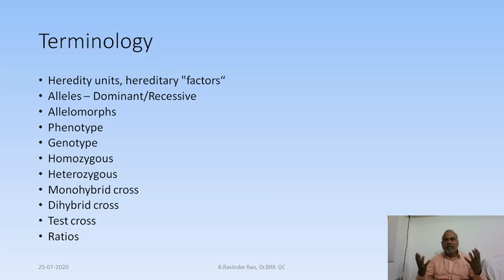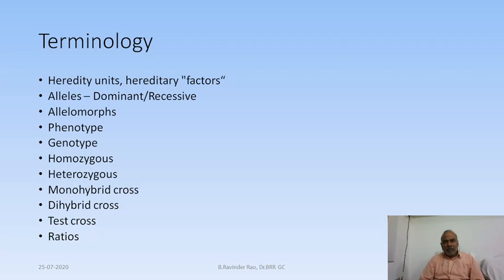Height is a character which has two allelomorphs, tall and dwarf. Shape of the seed is a character which has two allelomorphs, round and wrinkled. Likewise, every character has two traits, and every character is transmitted by two factors, a dominant allele and a recessive allele. These were the terms first used by Mendel, and we still use the same terms. Such has been the purity of the discovery he made.